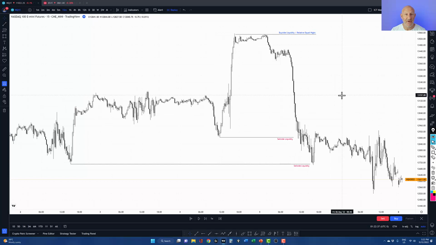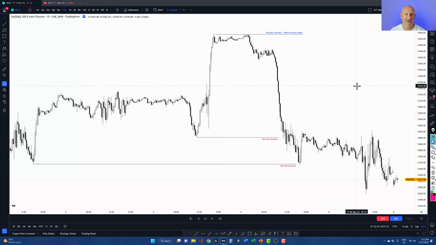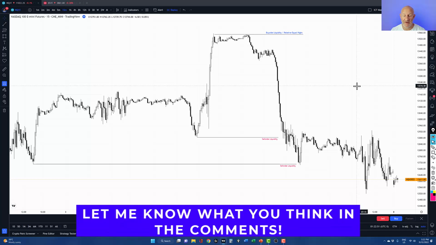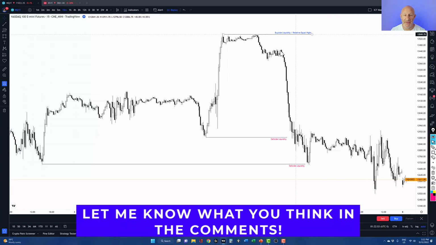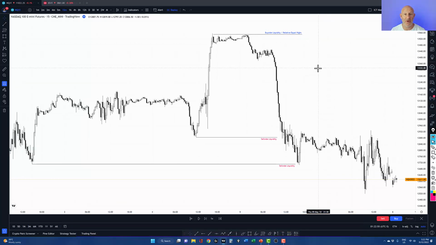So if you have a different interpretation of what ICT was trying to elicit from this, or what he anticipated was going to happen, then drop me a note in the comments, because I'd be interested to hear some other theories about what we're expecting from this particular piece of price action.